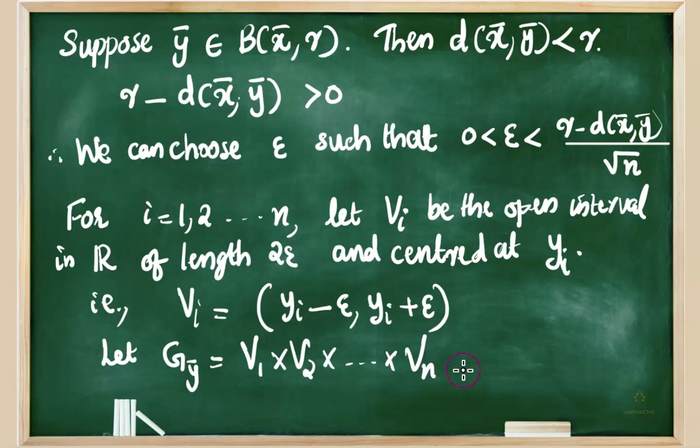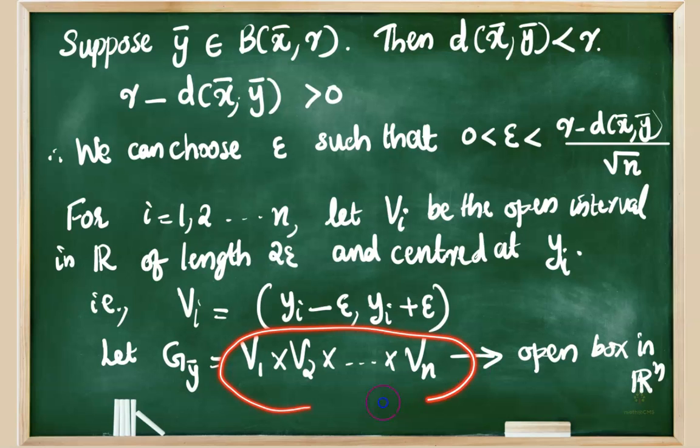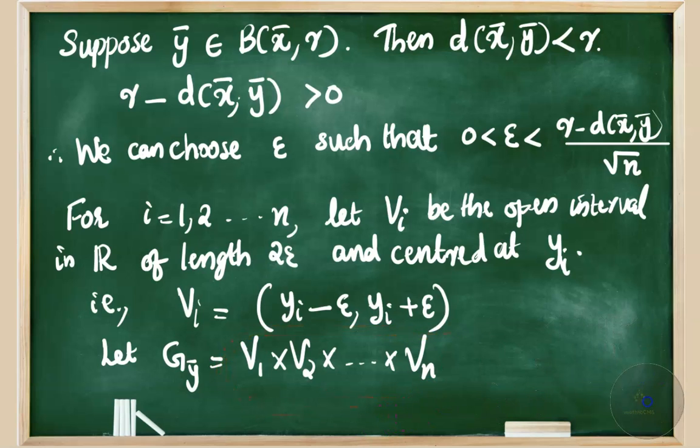cross Vn. Then, since these sets V1, V2, etc., Vn are all open sets in R, this is in fact an open box in Rn with respect to the product topology, and hence this set V1 cross V2 cross etc. cross Vn will belong to the product topology tau 1.